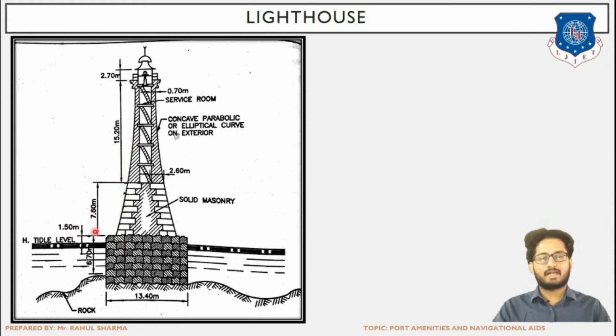So it has been bifurcated into two segments of 7.6 and 15.20 meter, and the top portion where the light is being placed has a height of 2.7 meter. So this is basically regarding the bifurcations in the height of the lighthouse and the width of the foundation.